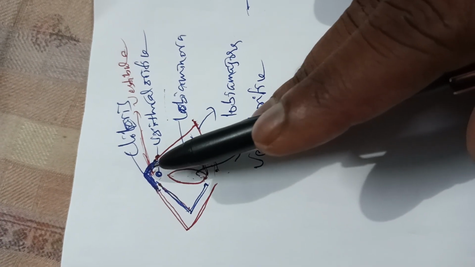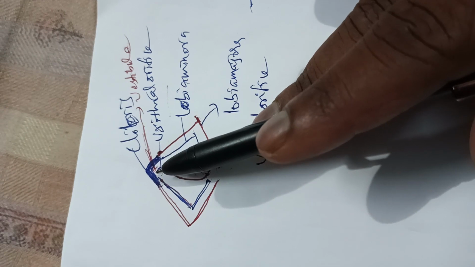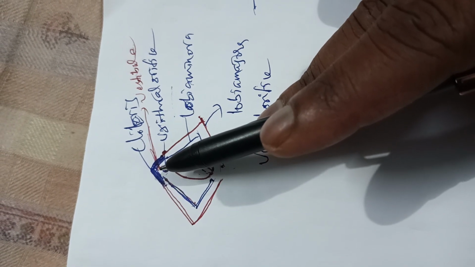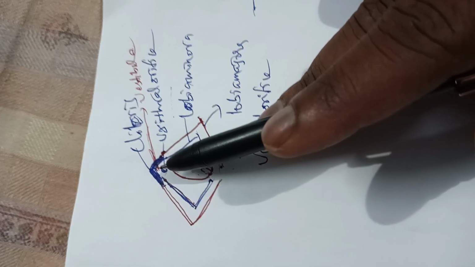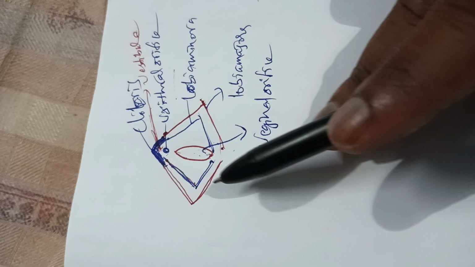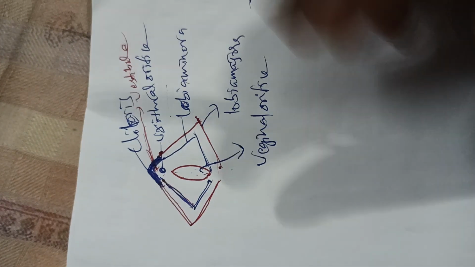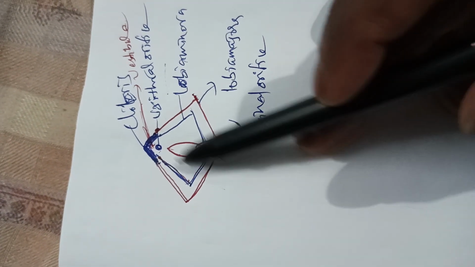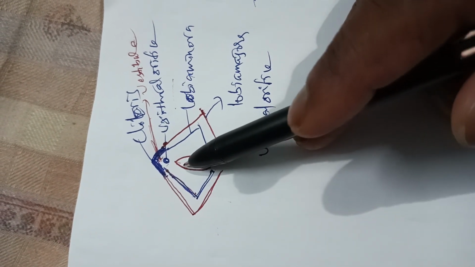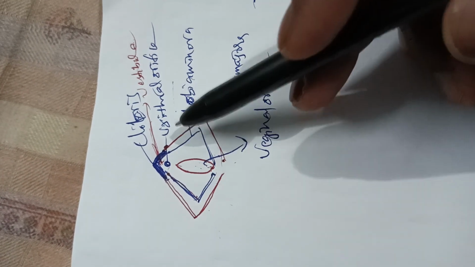And above the urethral orifice, there is the clitoris. See, this clitoris is a very sensitive and erectile part, which is homologous to the penis present in the male reproductive system. From here we can see the outer labia majora and inner labia minora. These two are present in the vulva along with the clitoris. So this is all about the female reproductive system.